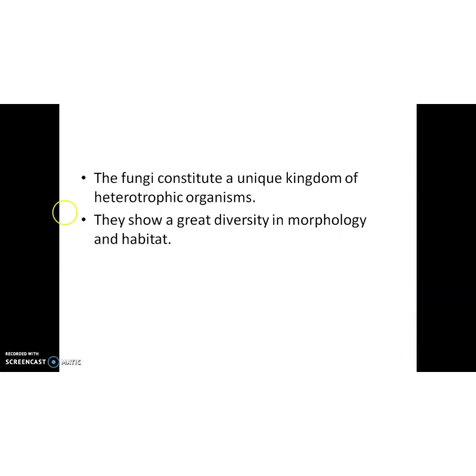We know that fungi consist of a unique kingdom of heterotrophic organisms, isn't it? Heterotrophic means they can't produce their own food. They have to depend on other organisms, isn't it? They show a great diversity in morphology and habitat. You know the representative members of kingdom fungi. Today we can discuss the general characteristics of kingdom fungi.